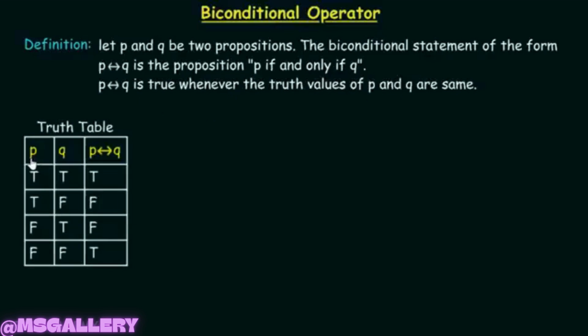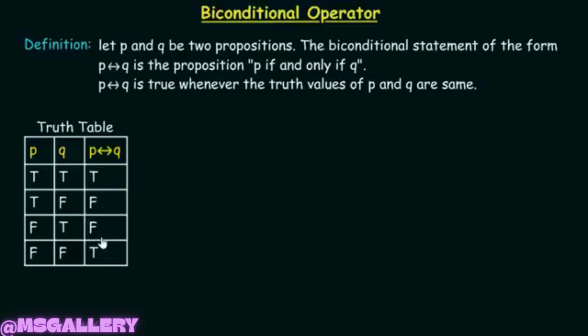Only when the truth values of P and Q are same would we be able to get the compound proposition true, as you can see from this truth table. That is, when P is true and Q is true, then we will get the compound proposition true. And when P is false and Q is false, then also we will get the compound proposition true. Otherwise, the compound proposition is simply false.